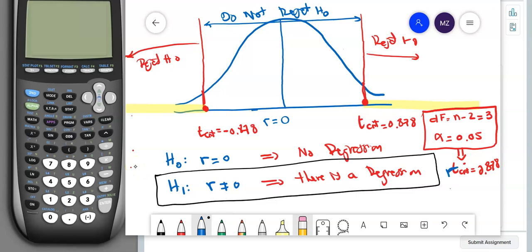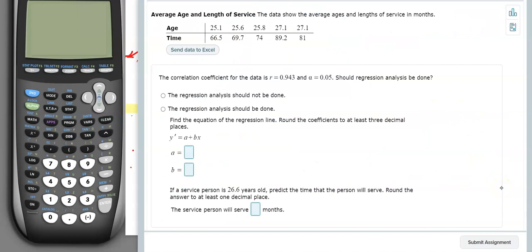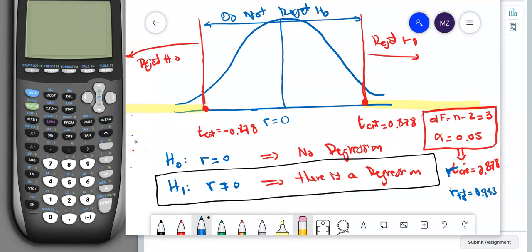Well, I should say this is R critical here, R test, right? The R test is 0.943. So 0.943, where I'm going to plot it, is obviously bigger than 0.878, and that's going to go somewhere here. And of course I am within the rejection zone.